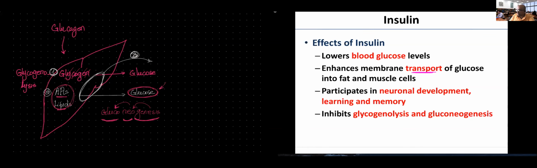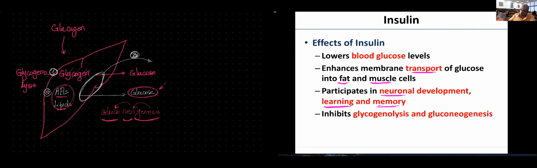Insulin enhances the transport again here of the glucose into fat and muscle cells. Insulin is highly important in the normal neuronal development because your brain needs a lot of glucose to carry on its metabolic activities. It's also going to be playing a major role in learning and memory.